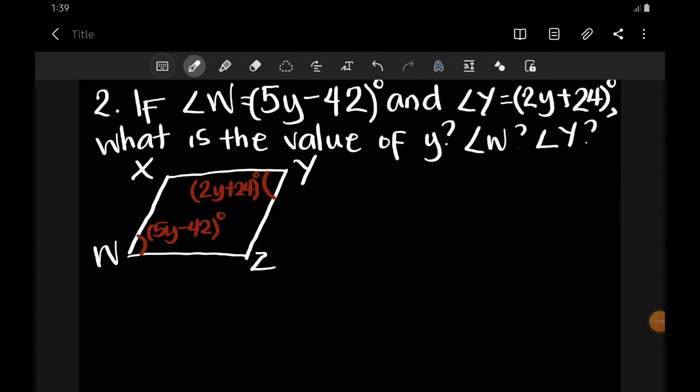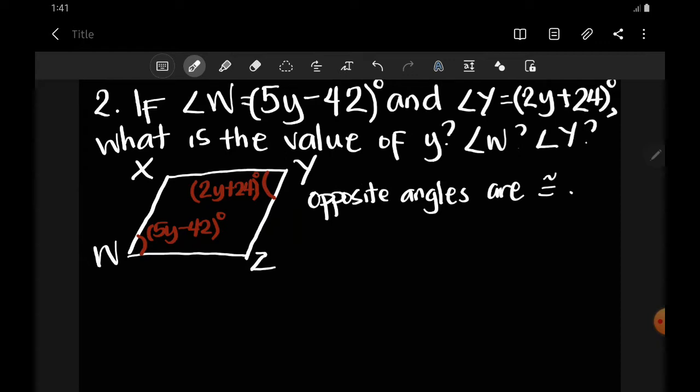If angle W equals 5y minus 42 degrees and angle Y equals 2y plus 24 degrees, what is the value of y, angle W, and angle Y? For us to solve this, we need to analyze the figure. So since we have the given angle W and angle Y, we need to see the relationship between the two angles. So as we can see on the figure, they are opposite angles. So if they are opposite angles, we are going to use the property opposite angles are congruent.